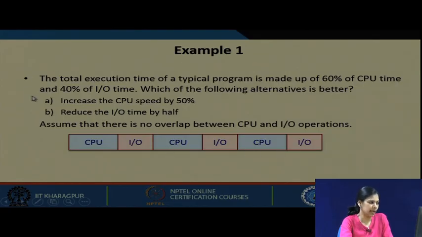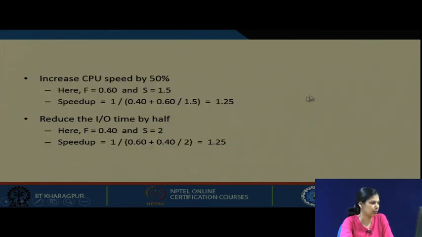So, we want to see that in this particular scenario, there are two alternatives that we are trying to improve the performance. So, we want to see which one is better. First one is increase the CPU speed by 50%, and in another case we are reducing the IO time by half. That means, when we are increasing the CPU speed by 50%, we are not doing anything on this 40%. And when we are reducing the IO time by half, we are not doing anything on this 60%. So, let us see this.